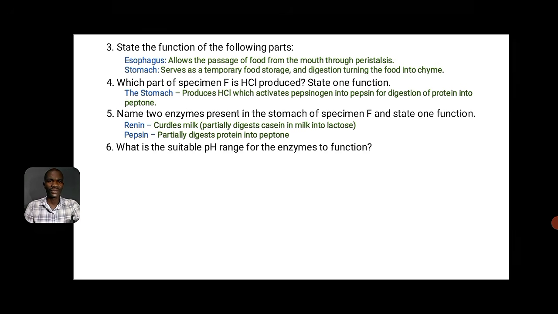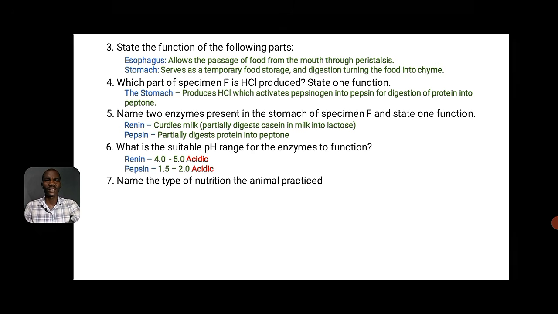Number 6, what is the suitable pH range for the enzymes to function? So for renin, the range is between 4 and 5, and the medium is acidic. Then for pepsin, it's even more acidic, so it is between 1.5 and 2. So both enzymes work in an acidic medium.